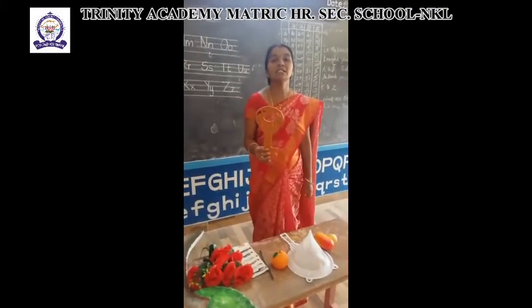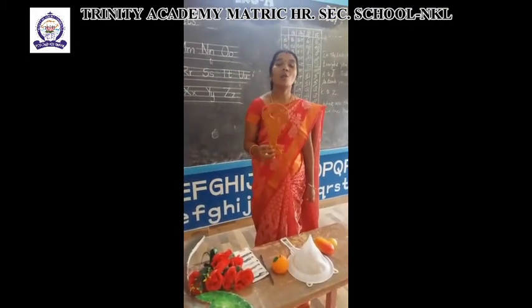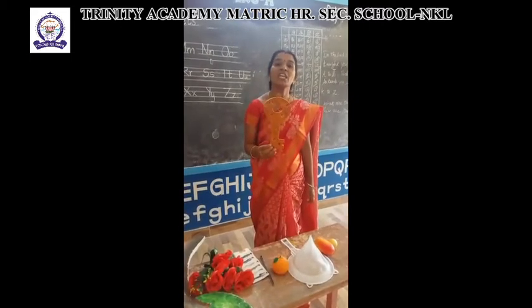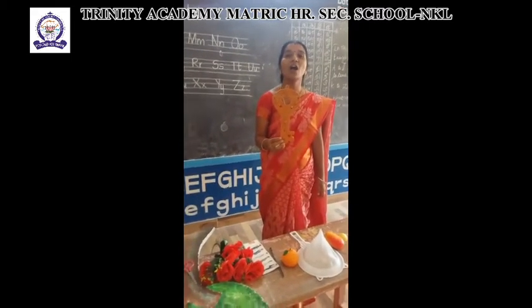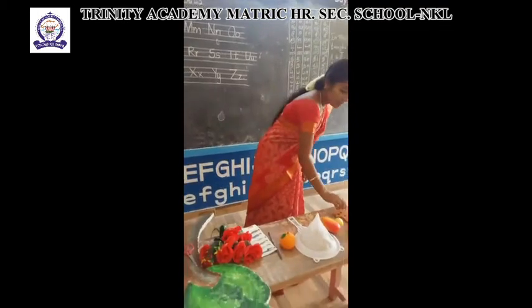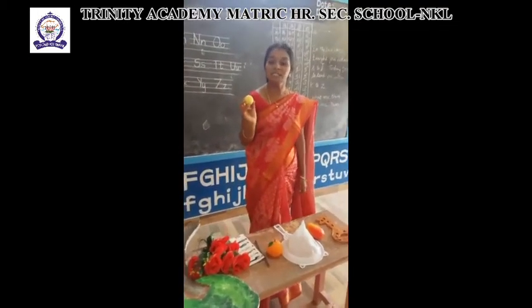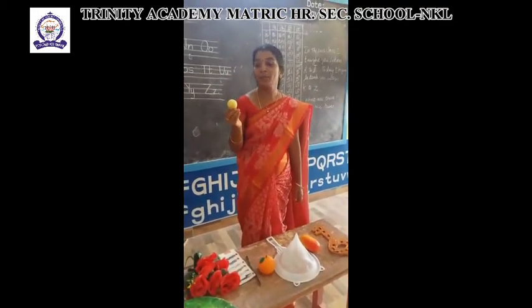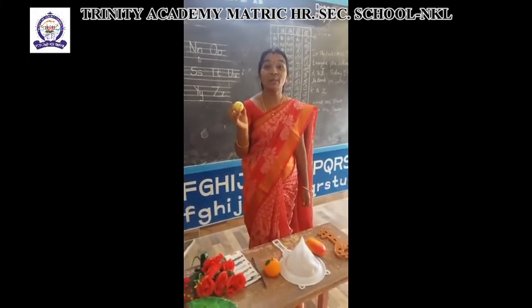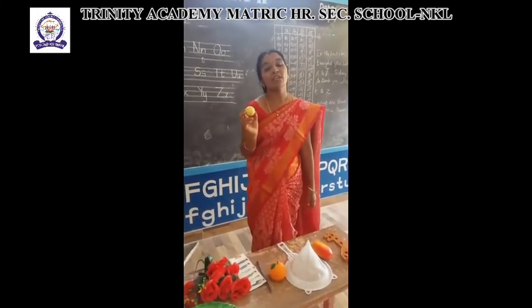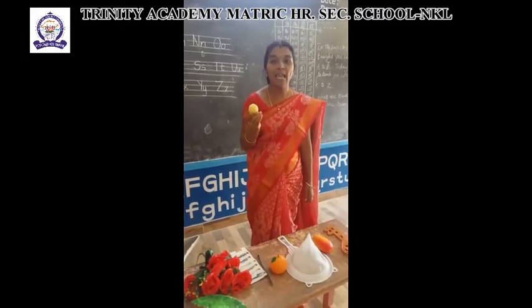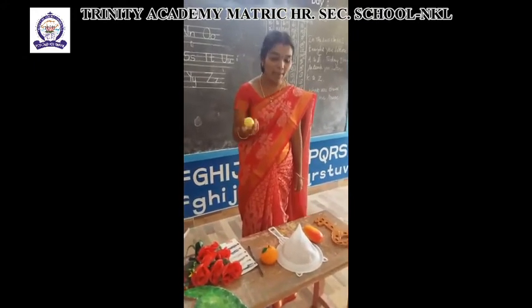What is this? This is a key. What is the first letter of key? K. K for key. Next, what is this? This is a lemon. It is rich in vitamin C. What is the first letter of lemon? L. L for lemon.